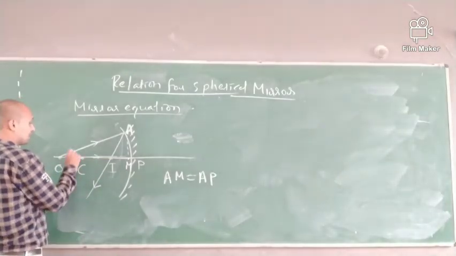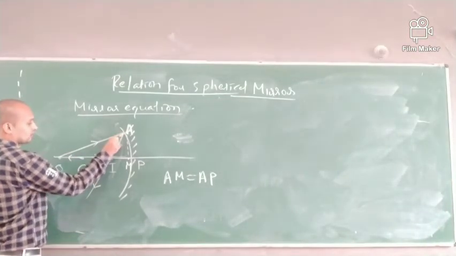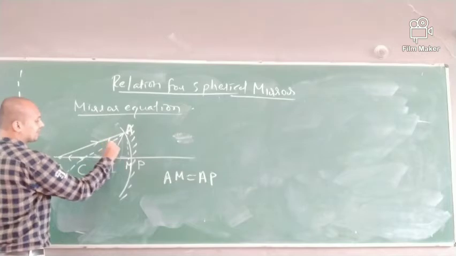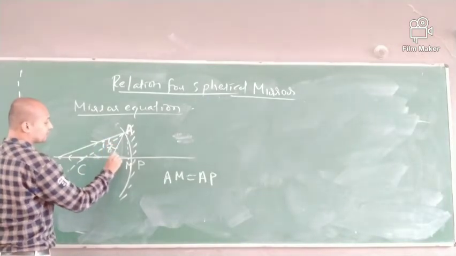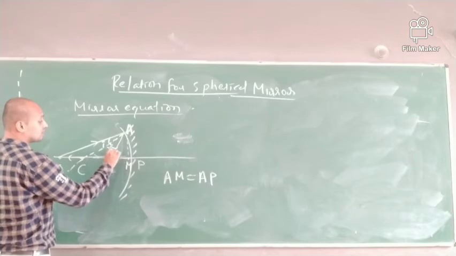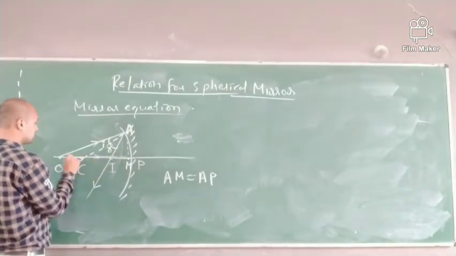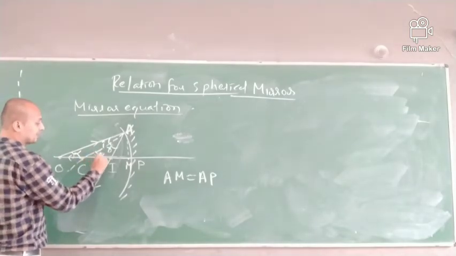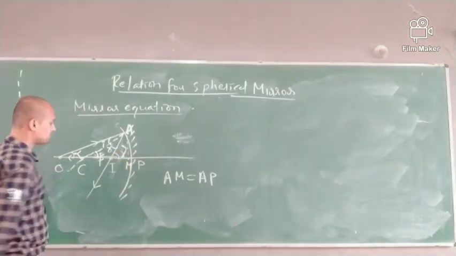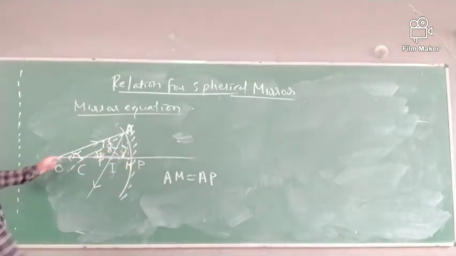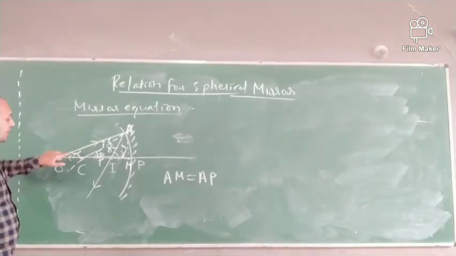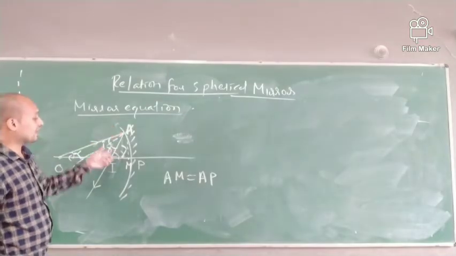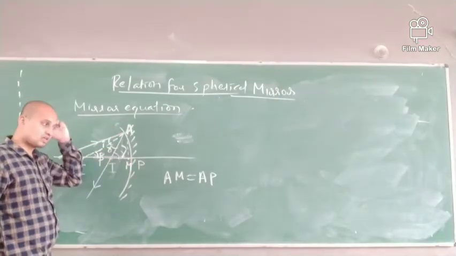So see, let us take this angle. I will draw one normal line here. Let us take this angle as I, this angle as R. This angle is alpha, this angle is beta and this angle is gamma. With the principal axis, the object ray is making angle alpha. The normal line with the principal axis is making angle beta. The reflected ray with the principal axis is making angle gamma.